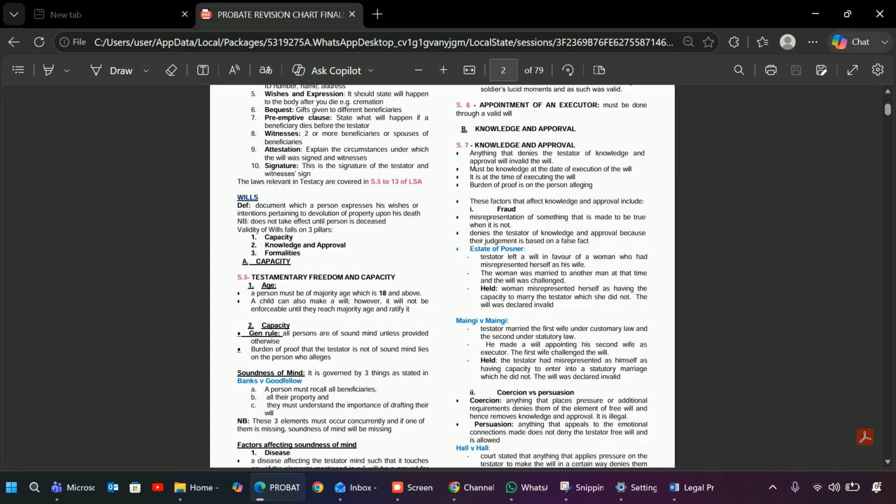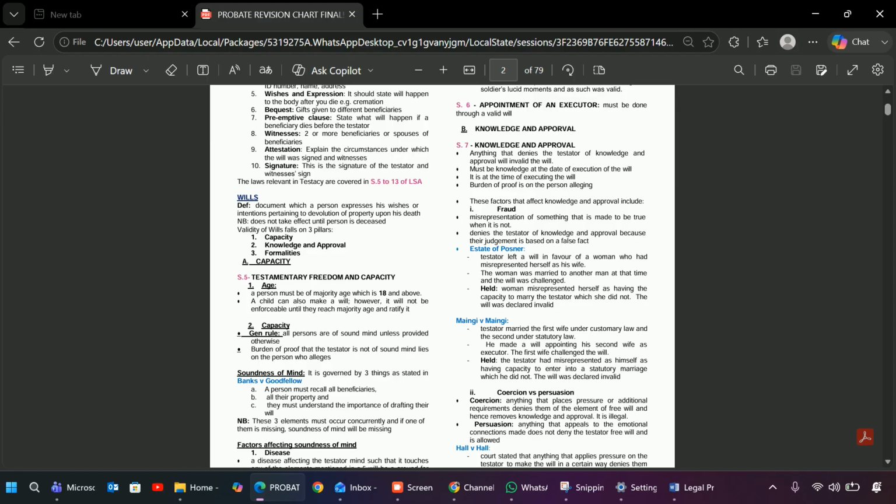And there is a landmark decision known as Banks versus Goodfellow, and this Banks versus Goodfellow lays out the three things that you should check when it comes to soundness of mind when you want to prove capacity. A, that a person must be able to recall all beneficiaries. B, the person must be able to recall all their properties. And C, they must understand the importance of drafting their will. These three elements must occur concurrently, and if one of them is missing, soundness of mind will be missing.